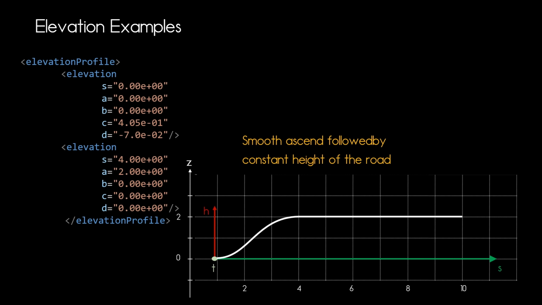Here we now have that smooth transition from the first elevation entry, which is valid from 0 to S equals 4, and you can see how the gradient of the elevation changes smoothly. As soon as the required height is reached, at S equals 4, we can now switch to our constant height again. And this will probably be a way smoother ride for our ego vehicle.